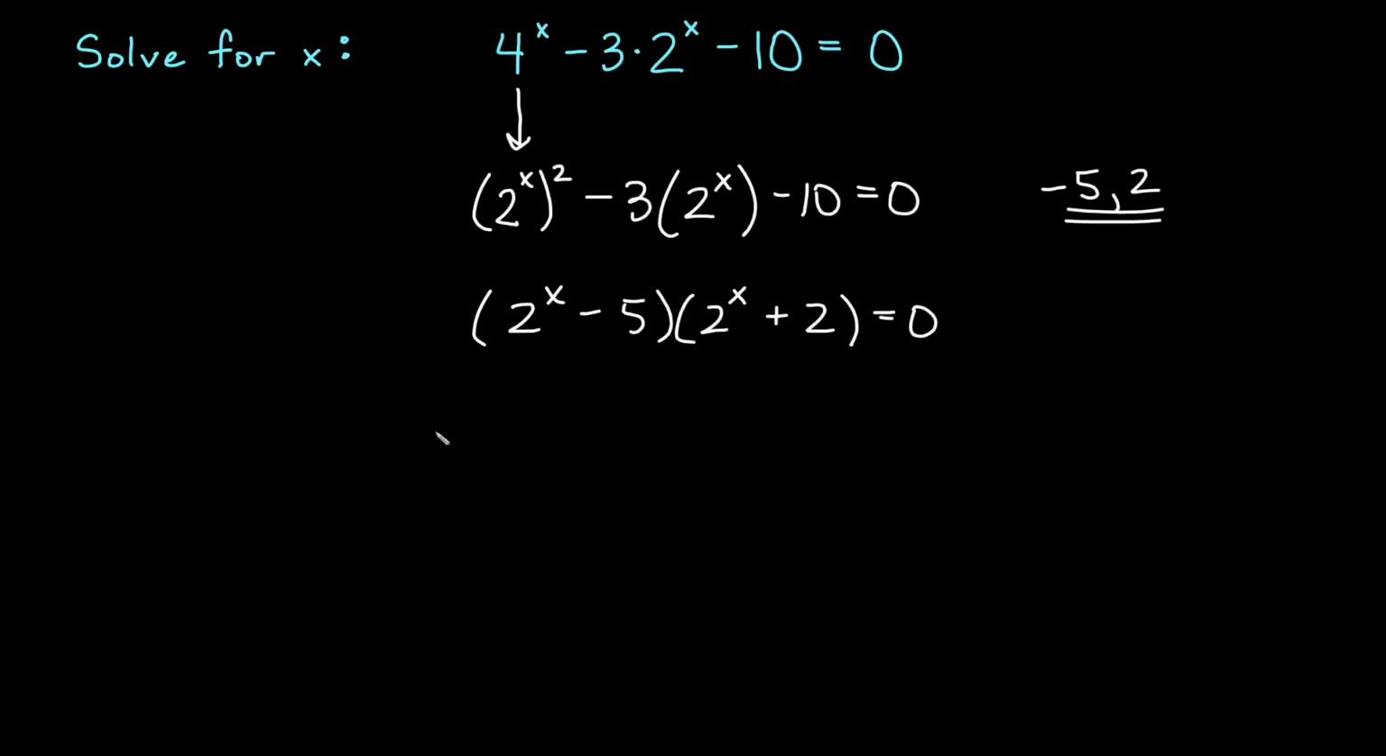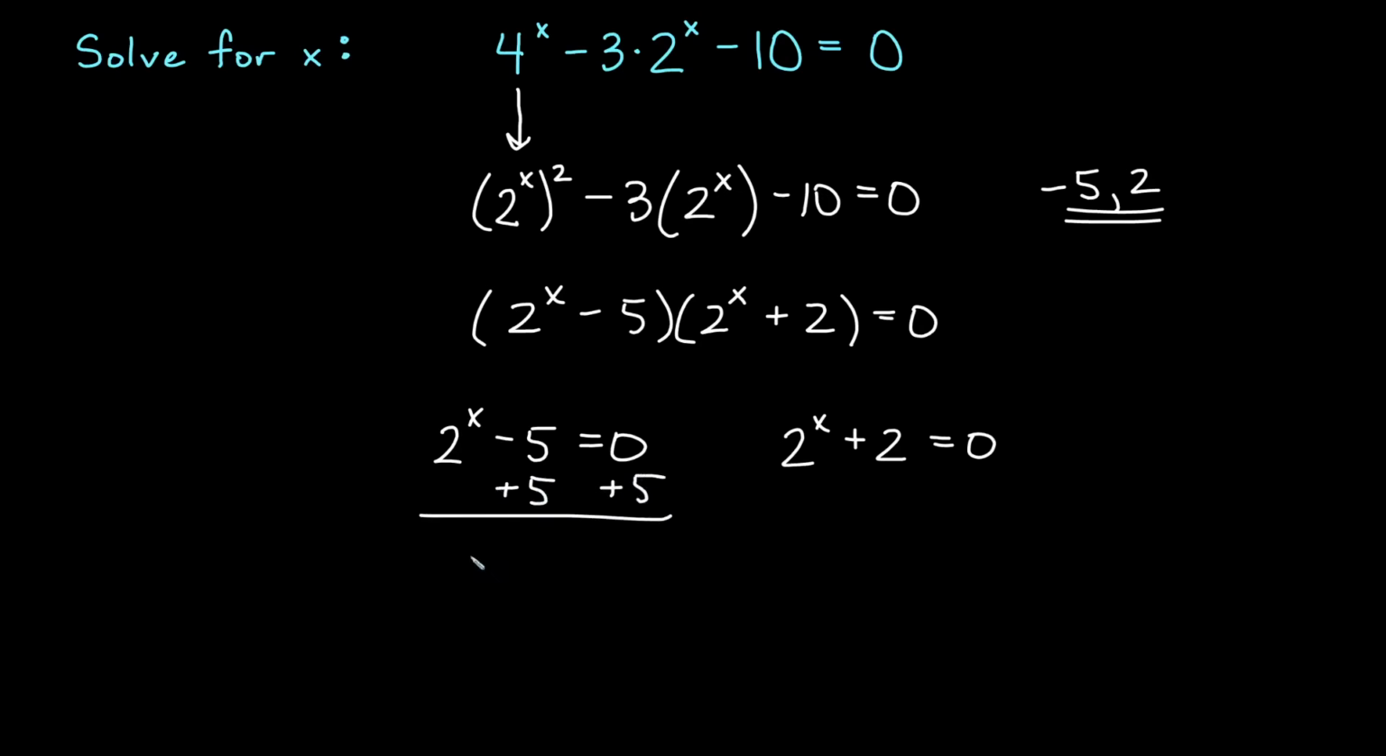Now if we set both of those equal to 0, we'll have 2^x - 5 = 0 and 2^x + 2 = 0. For this first one, 2^x - 5, I'll need to add 5 to both sides, and I will get 2^x = 5. Writing this in log form, or taking log base 2 of both sides, however you think of it, will give you an answer of x = log base 2 of 5. That's one of our answers.